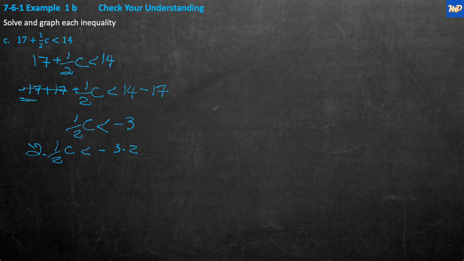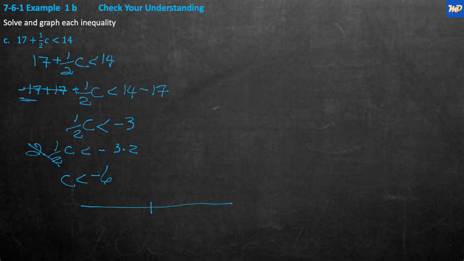Okay, so we're going to multiply both. This takes care of this. This gives us c is less than minus 6. So now to graph it, c is less than minus 6. Well, we're going to be at minus 6. I guess we'll put it right here in the middle.